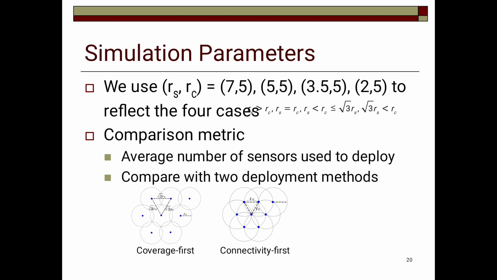Now we go to the comparison metric. Average number of sensors used to deploy, comparing two deployment methods: coverage first and connectivity first. In coverage first, we use a minimum distance of root 3 RS, whereas in connectivity first, we use RC.